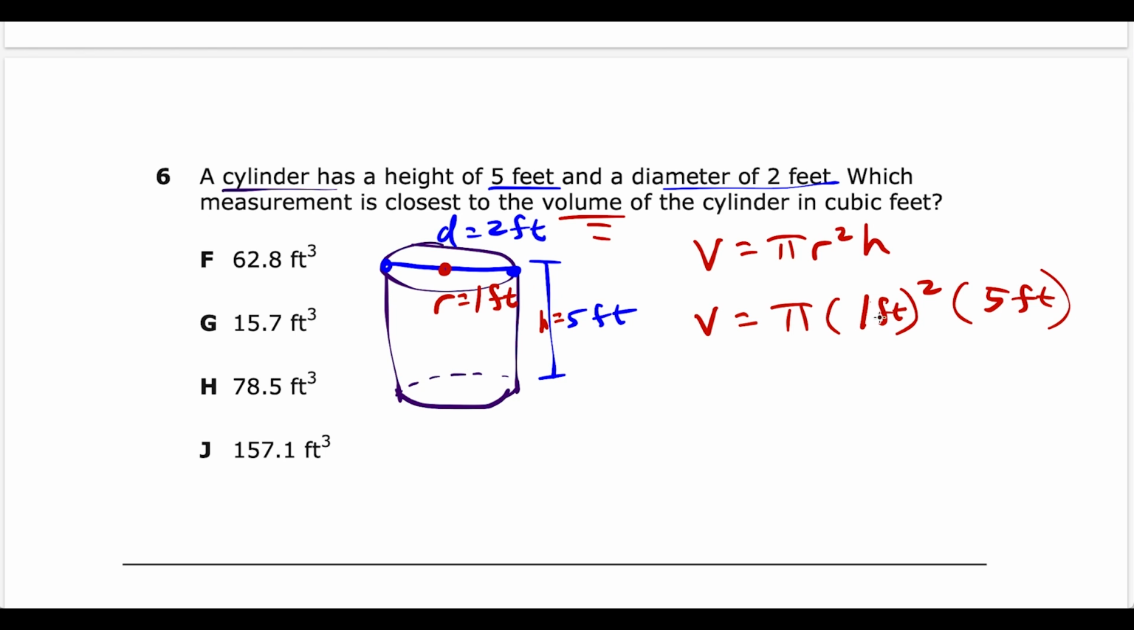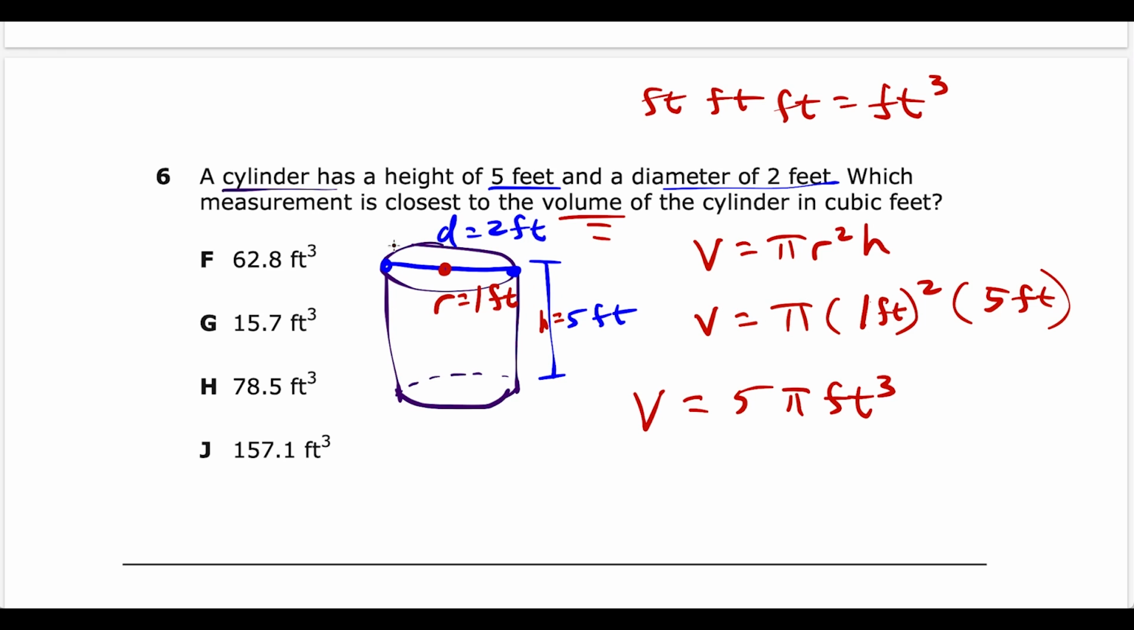So if we plug in the units too, just notice what we have is feet squared. So we have feet times feet and then times another foot. That's why the units at the end are working out to feet to the third power, or cubic feet. So that's just one thing to point out about the analysis of the units. So now ultimately what we're finding is we have pi times 1 times 1 times 5, which is 5 times pi cubic feet. So we could just type this into a calculator.